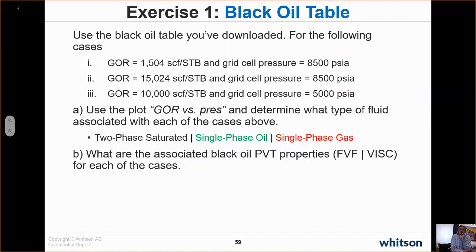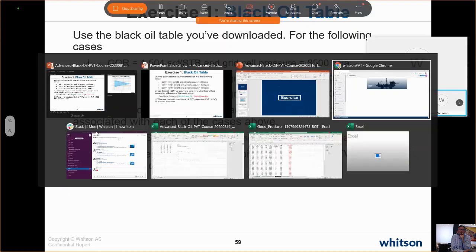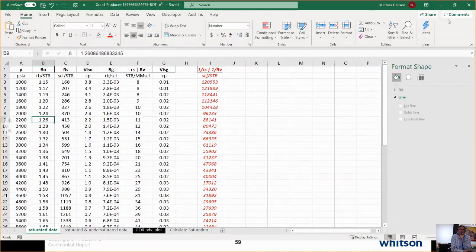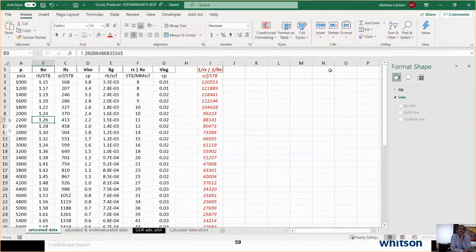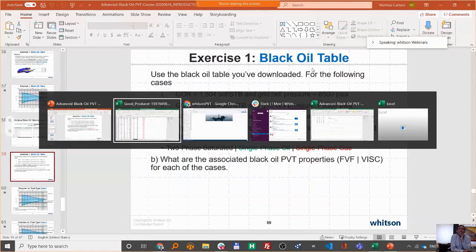The first exercise is fairly straightforward, at least 1A, and we'll consider three different cases related to the black oil table that you all should have downloaded. We'll take a look at that black oil table just in a minute. Or actually, I think we'll just look at it real quick right now. So I think everybody should be able to see the screen right in front of us.